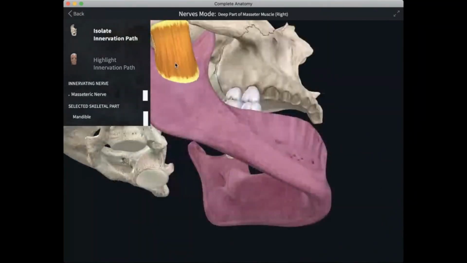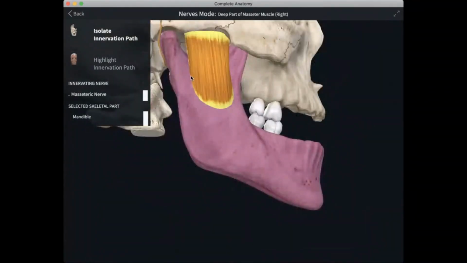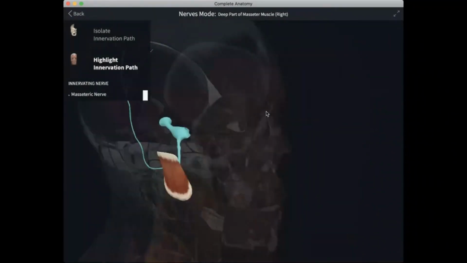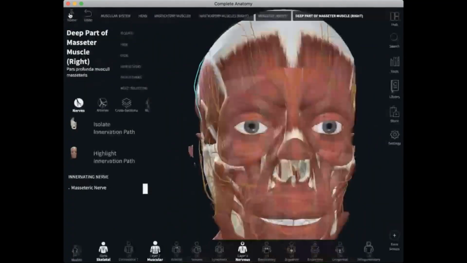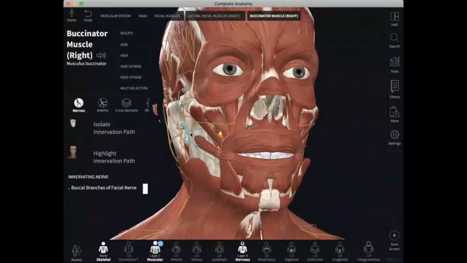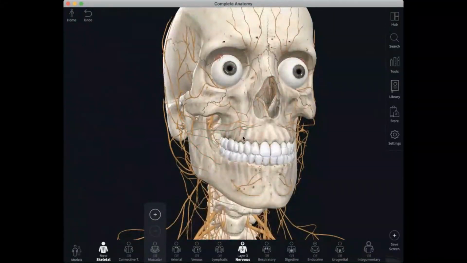Okay, so this is a masseter and the buccinator. I will show you. You can see this is a branch coming from the trigeminal nerve that is supplying the masseter muscle. Masseter muscle is supplied by the trigeminal nerve. So this is what you have to understand about the trigeminal nerve.